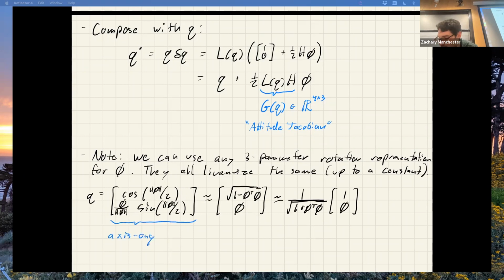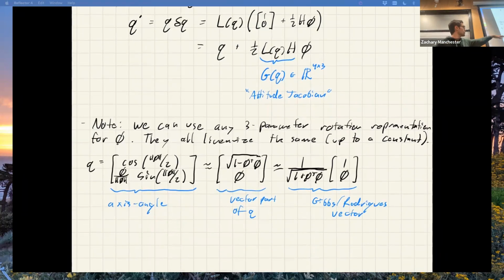So this is axis angle. This is vector part of q. This is Gibbs or Rodrigues vector. You can use any of these. It turns out we don't generally use axis angle because the transformation there is a little nasty and has trig functions in it, which is kind of annoying. Vector part of the quaternion is easy, and Gibbs Rodrigues vector, both easy. They're about the same, they're algebraic.